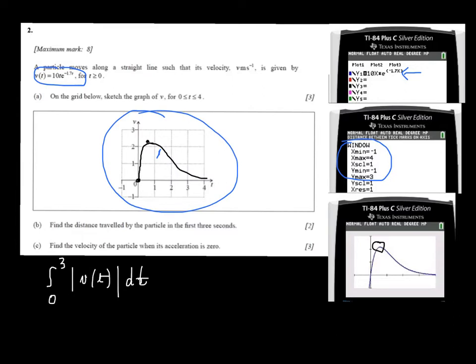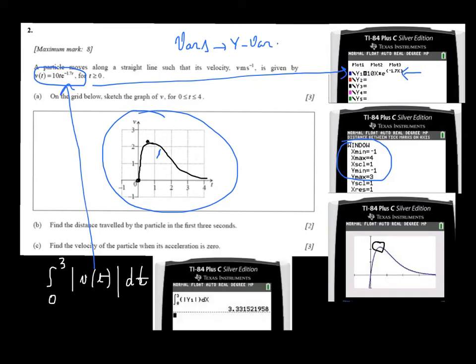And I won't type again the expression for v, because remember we typed it under y1. So to recall it, I go to variables, then y variable, and I choose y1 from that screen. So it will look like that, and the total distance traveled is 3.33, to 3 significant figures. Let's look at the last question.